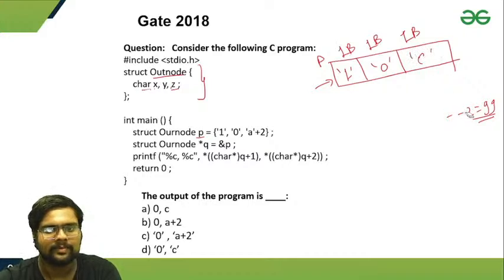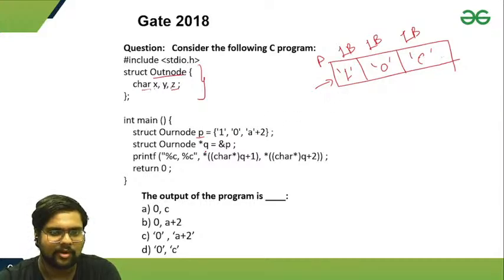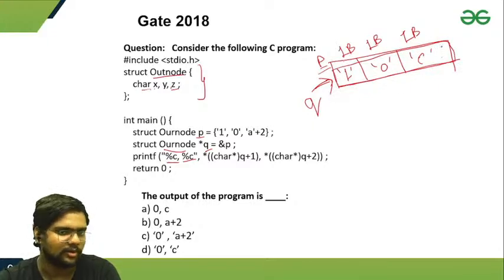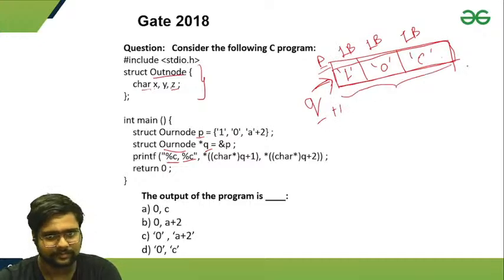Now we have this variable p, and a pointer q of this node type, so it will point to this p. It is of type out node star. Then we are printing the character. This q will point to the first address. Here it points not to the first byte but to the whole node, because when I increment it by 1, it will move by 3 places.